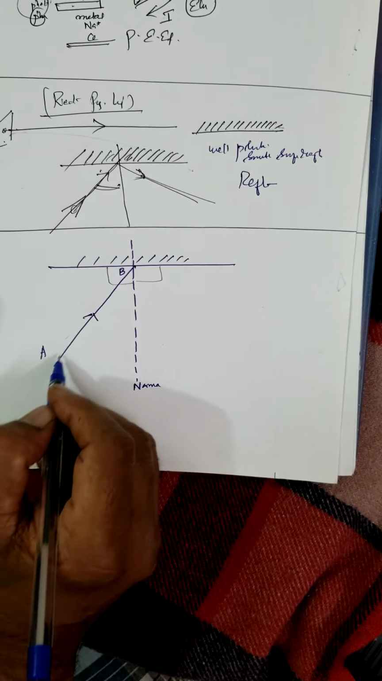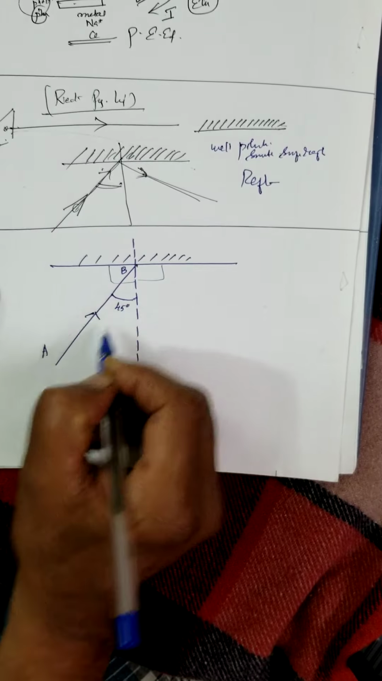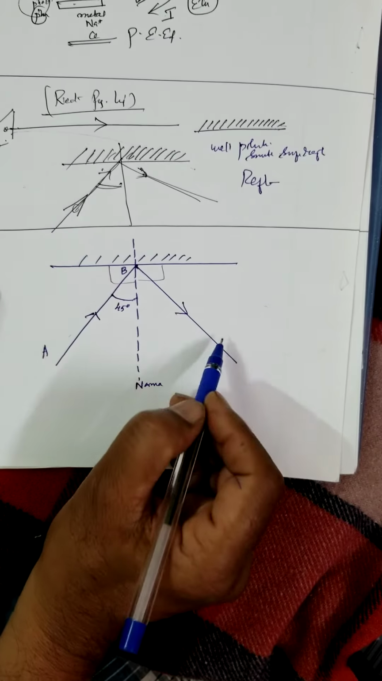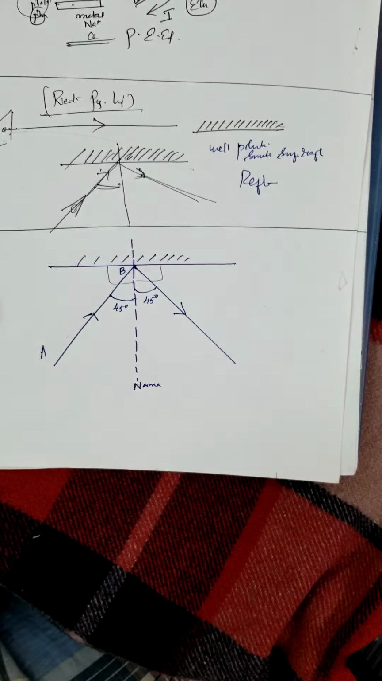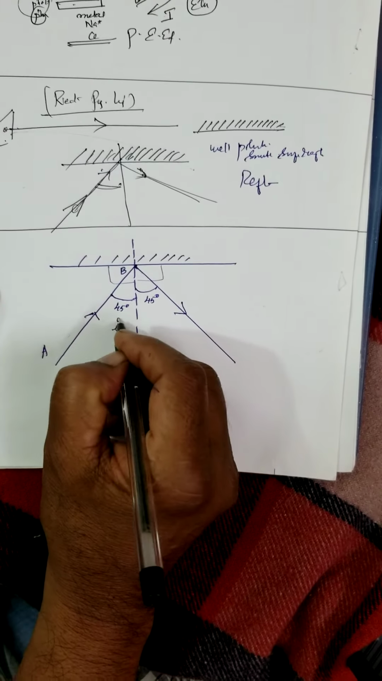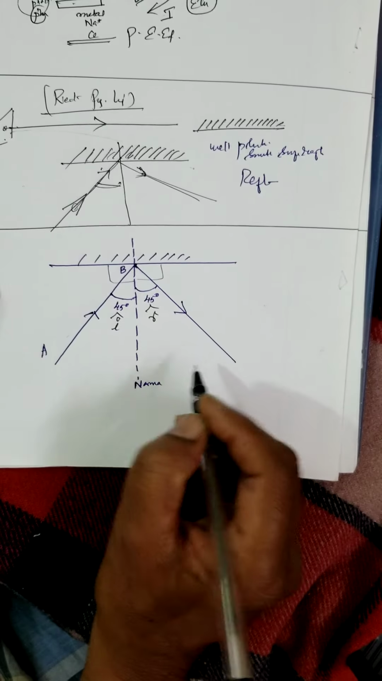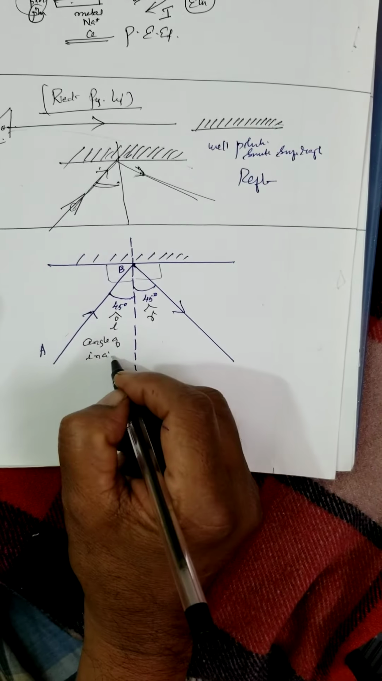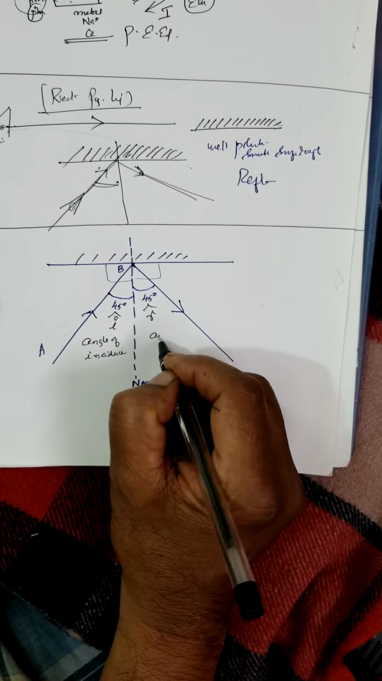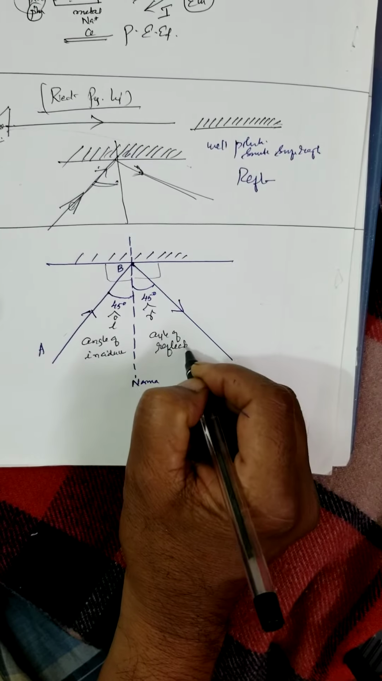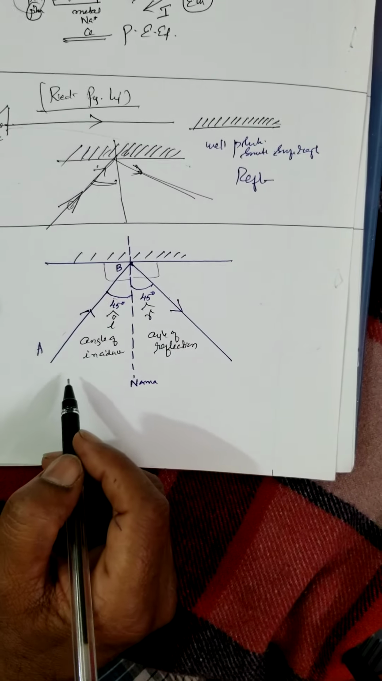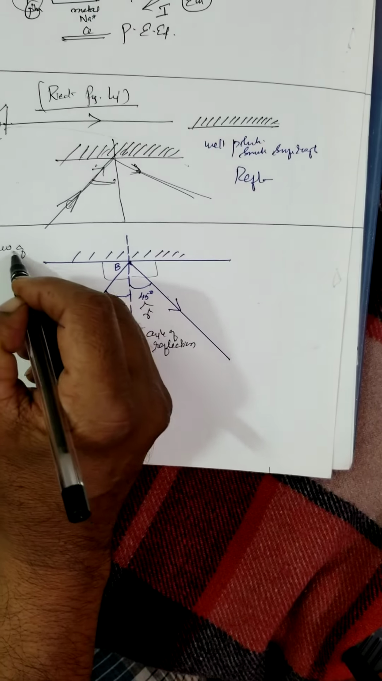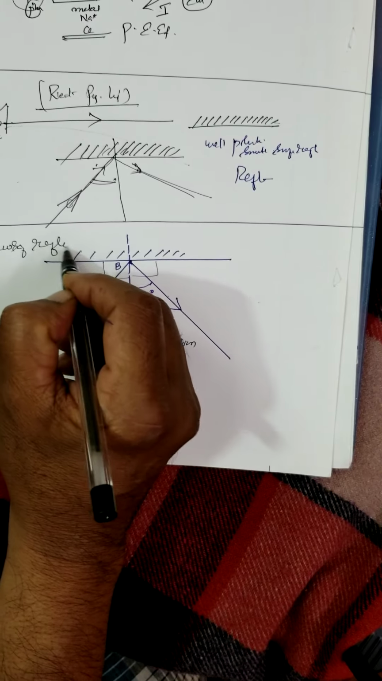Now the light enters at an angle of 45 degrees, say. Now it gets reflected. This is the incident ray, then it gets reflected, and this angle is also 45 degrees. This is the angle of incidence, this is the angle of reflection, and both are equal. These two are the laws of reflection.